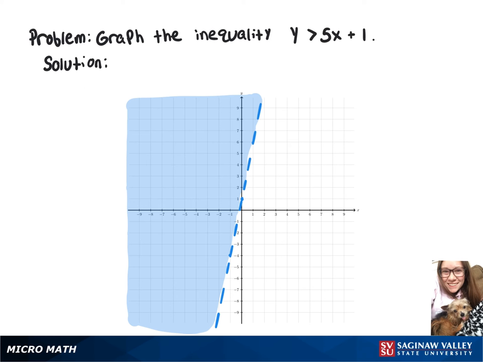And then if we were to pick an example point, say negative 1, 1, and substitute those into our inequality, then we would get 1 is greater than negative 5 plus 1, and then 1 is greater than negative 4, which we know to be true.